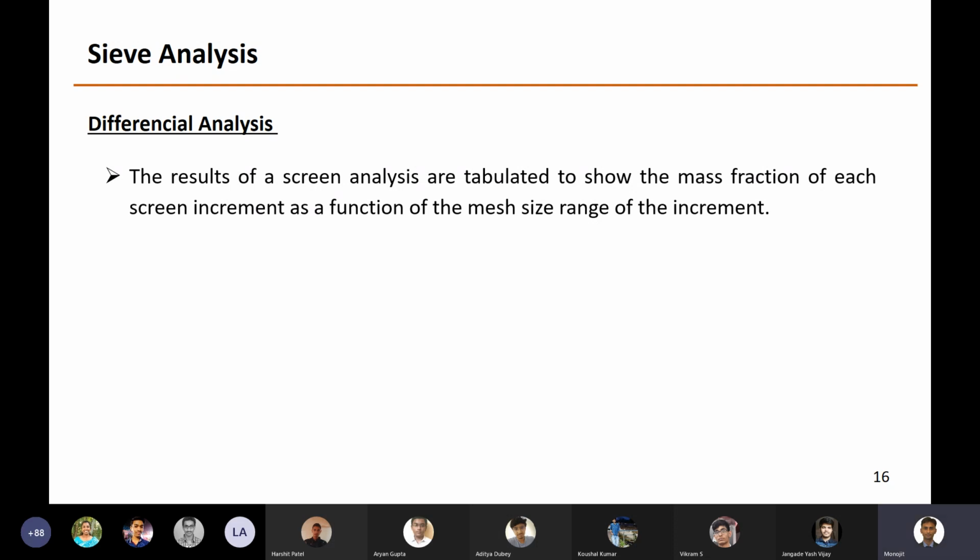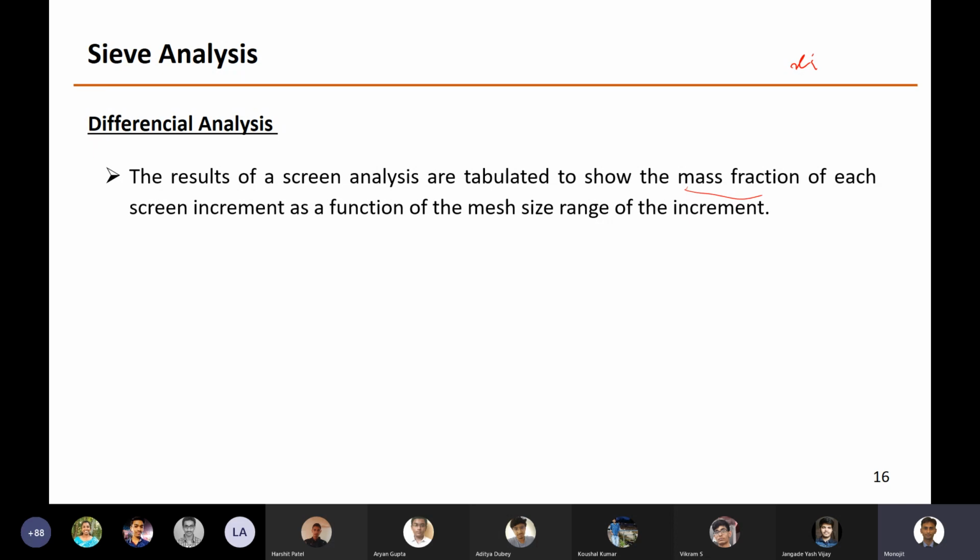What does that mean? The mass fraction: that means you perform the sieving experiment. Suppose you get a mass fraction, meaning the weight of material that is retained on that specific screen divided by the total mass. So if you have the mass fraction as xi on the ith screen, this xi versus what is written is the mass fraction of each screen increment as a function of mesh size range in the increment.